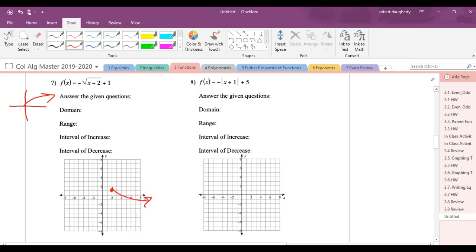Okay, what is the domain? The domain is 2 to infinity. What is the range? That's negative infinity up to positive 1. Interval of increase. This thing is always decreasing, so there are no intervals of increase, and it decreases from 2 to infinity.